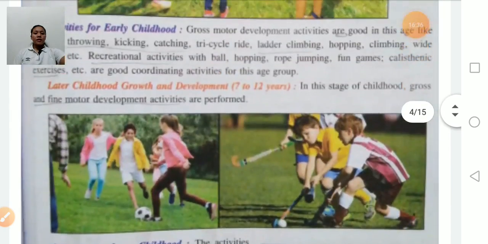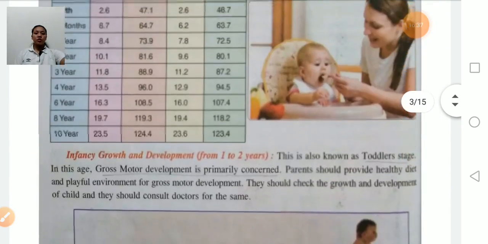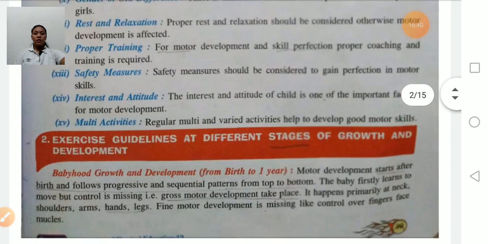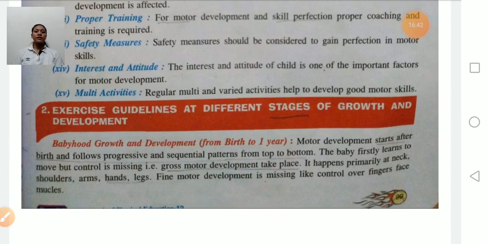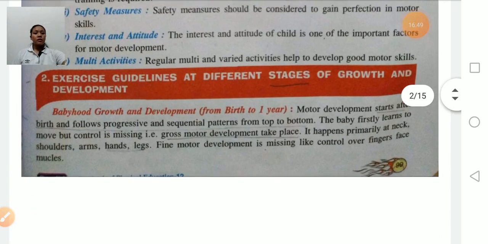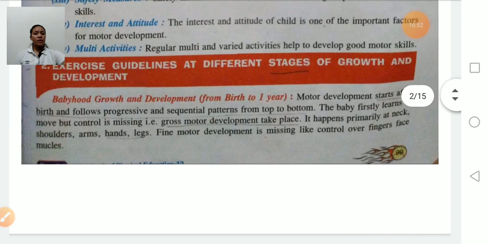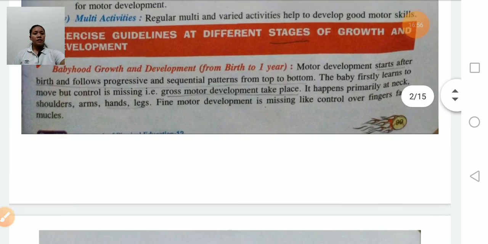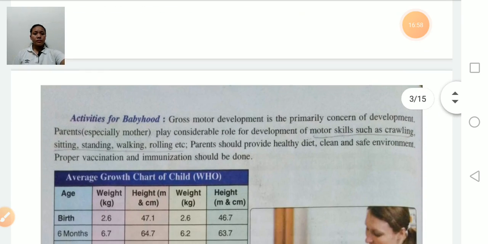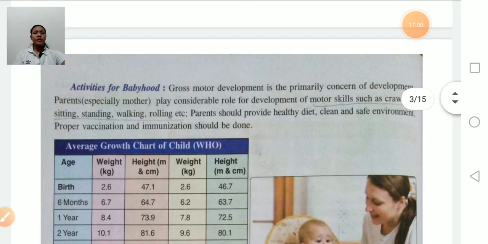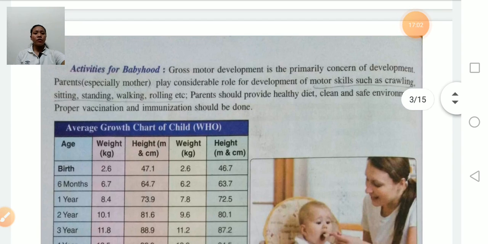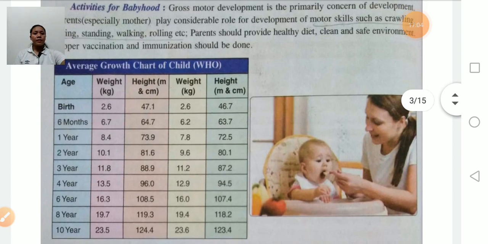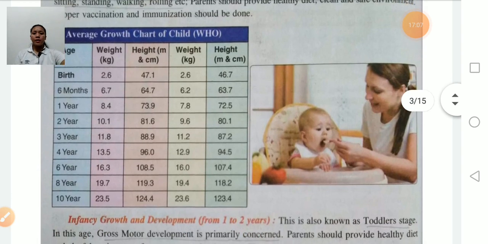These are the various stages of motor development. What exercise should the child do at different stages of growth and development? At babyhood, gross motor development exercises should be done, meaning development of the big muscles. So they should perform activities like standing, sitting, walking, crawling, etc. And the parents should provide them a healthy diet.